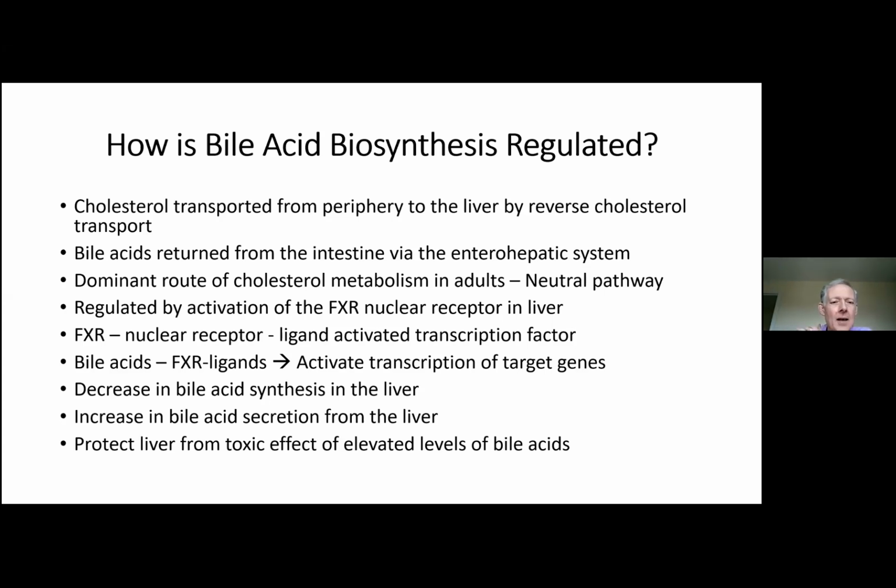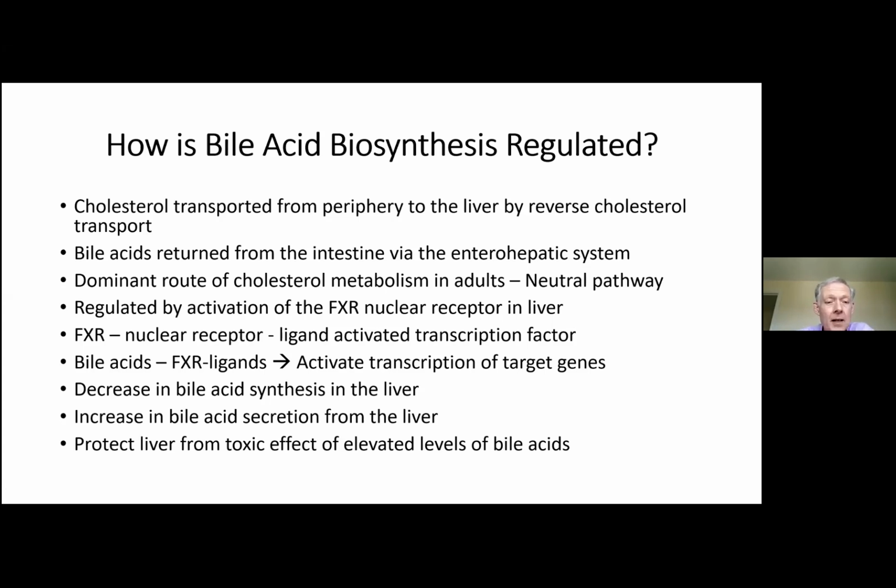Well, first of all, cholesterol is transported from the periphery to the liver by a process of reverse cholesterol transport. So excess cholesterol in the body can be taken back to the liver for conversion into bile acids. The bile acids themselves, which are secreted into the intestine, are also returned from the intestine via the enterohepatic system back to the liver. So we've got bile acids being returned, and we've also got bile acids which are going to be synthesized. I've said that the dominant route for cholesterol metabolism, certainly in adults, is the neutral pathway.